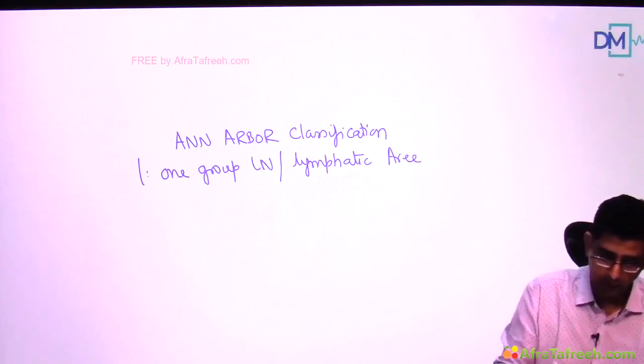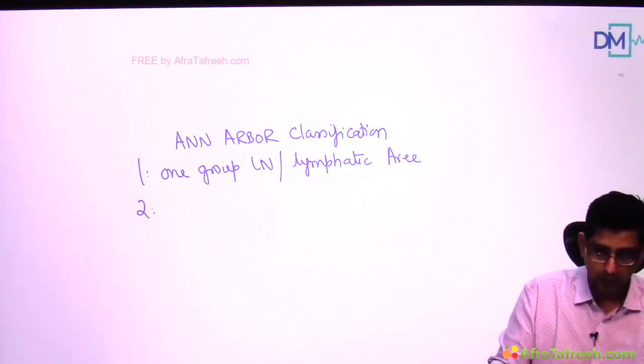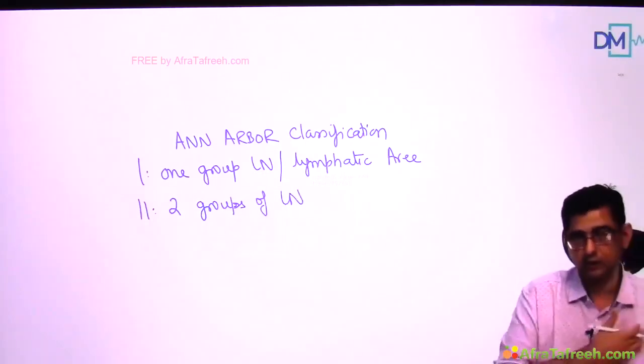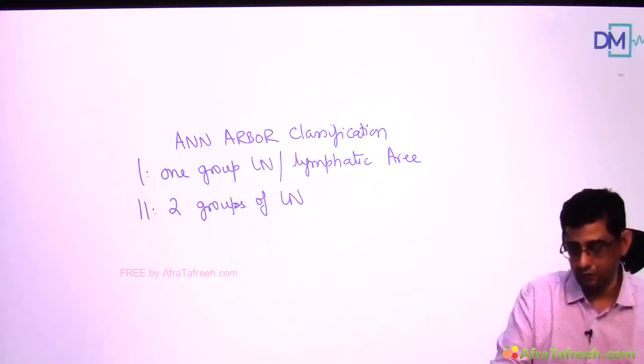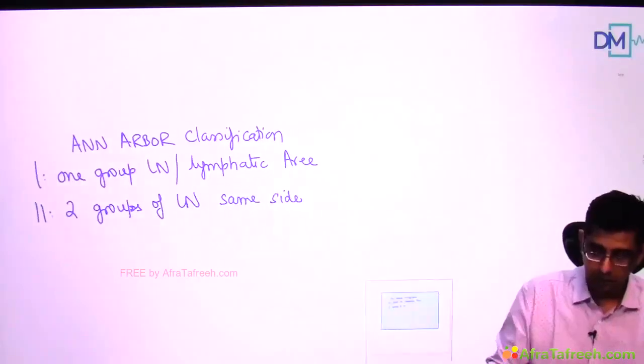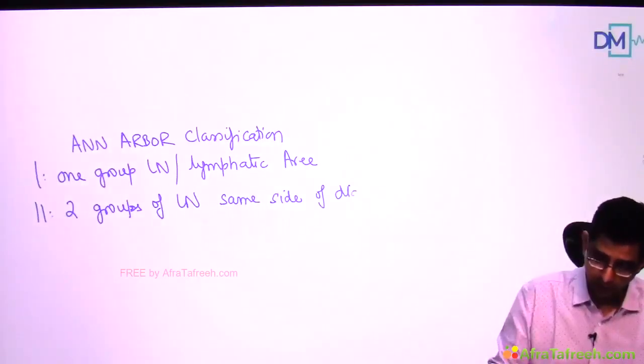But if in a patient there is involvement of two groups of lymph nodes on the same side of the diaphragm, for example axillary lymph nodes as well as hilar lymph nodes on the same side of the diaphragm, then I will say that the patient has stage 2 Hodgkin's lymphoma.